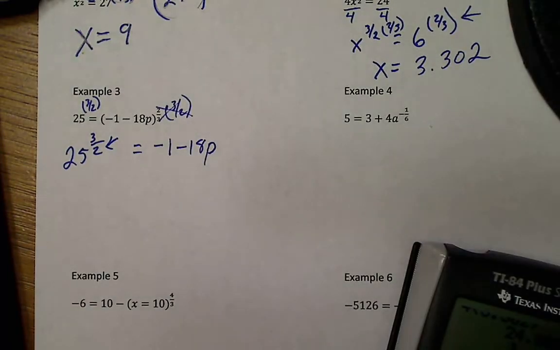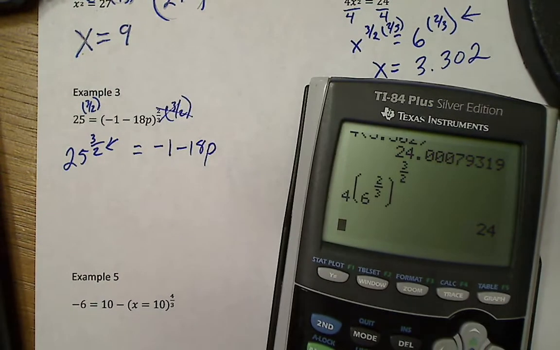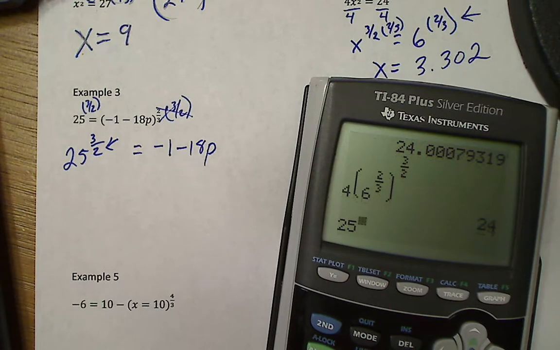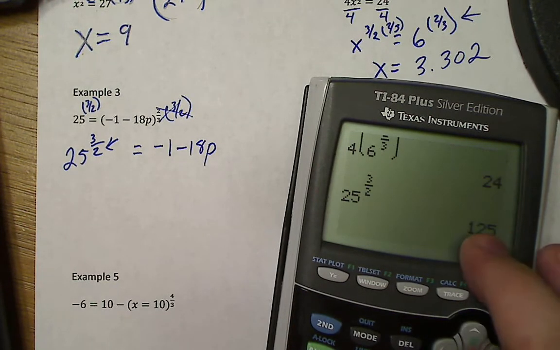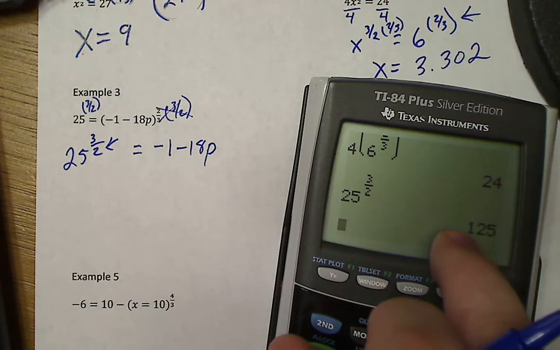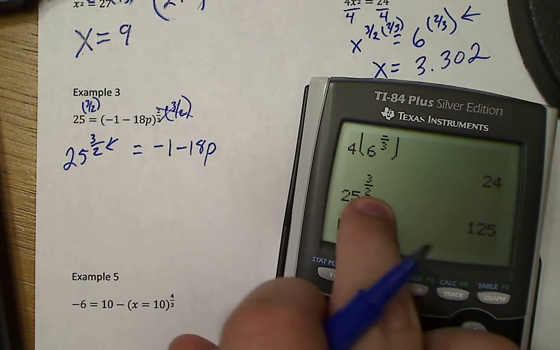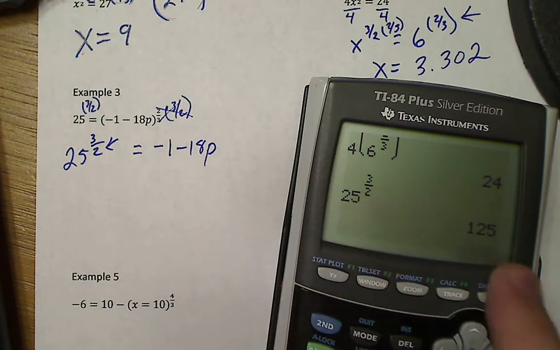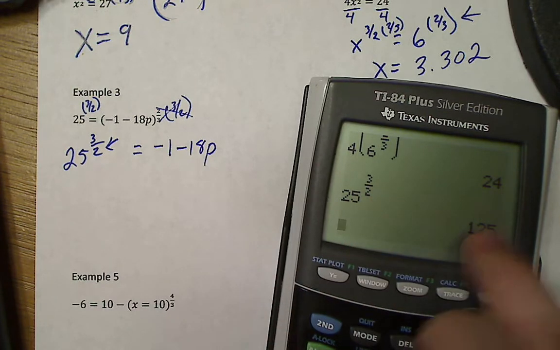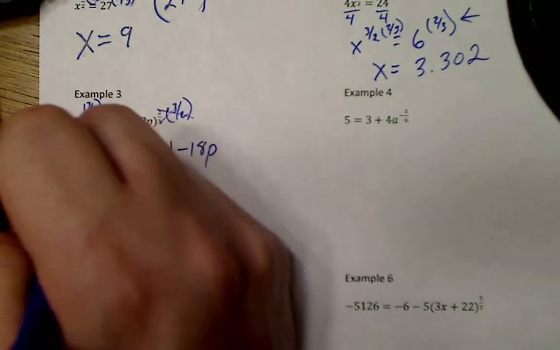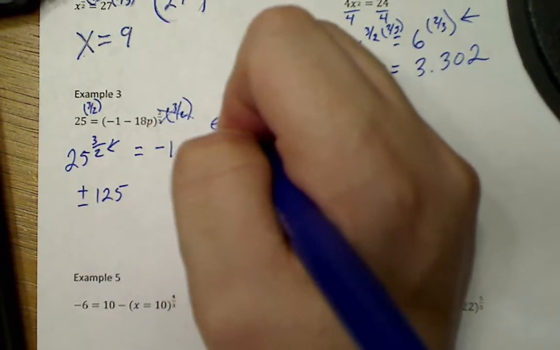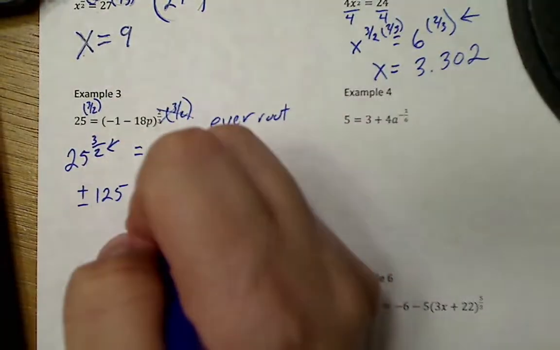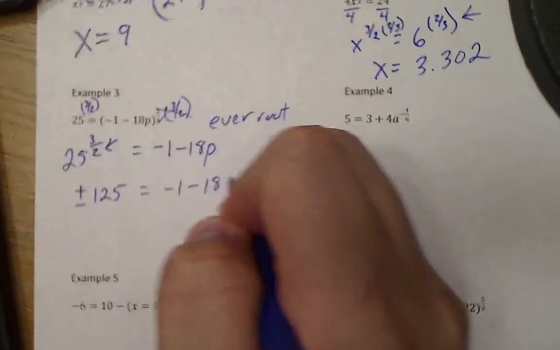So when I do 25 and I raise it to the 3 half power, I get 125. But again, because the fact that my denominator is a 2, which is an even number, I have to consider positive and negative 125 on this one. So plus or minus 125 because of that. So this is because it's an even root. And that's going to be equal to -1 minus 18p.